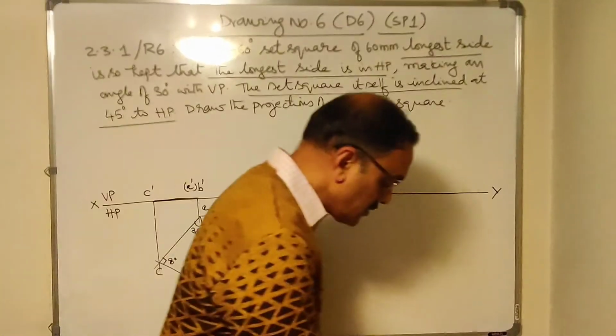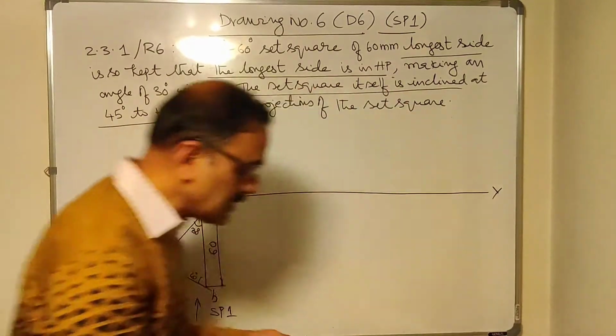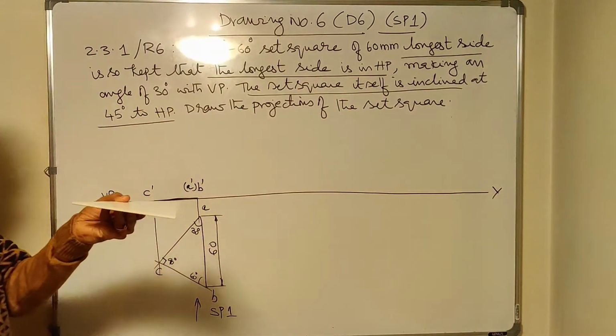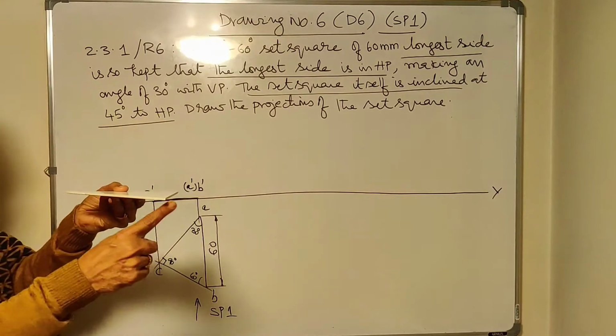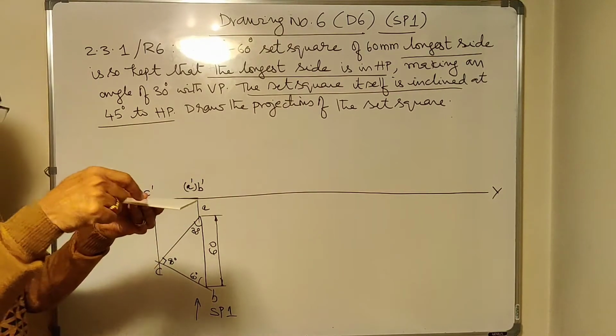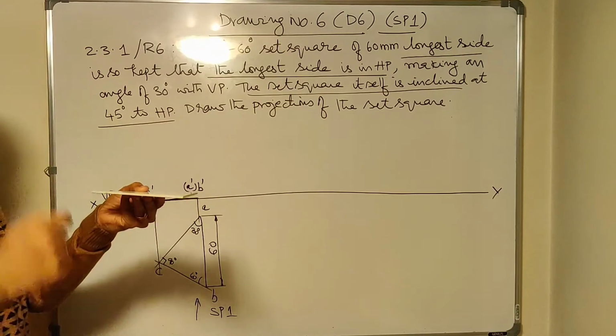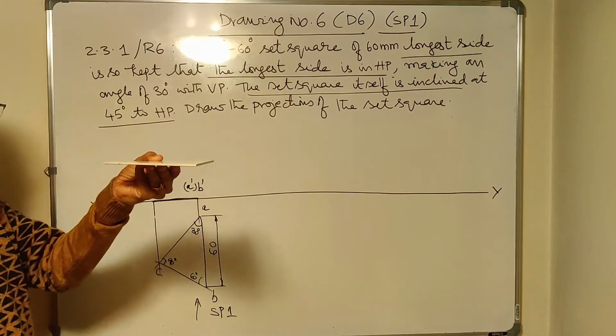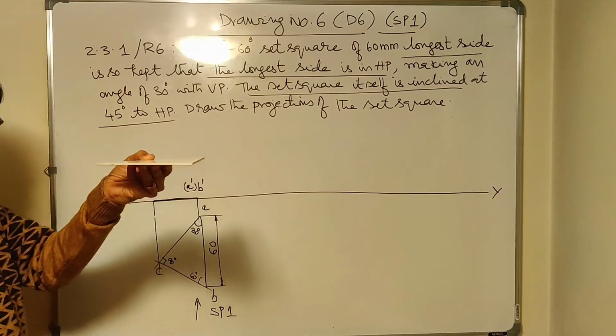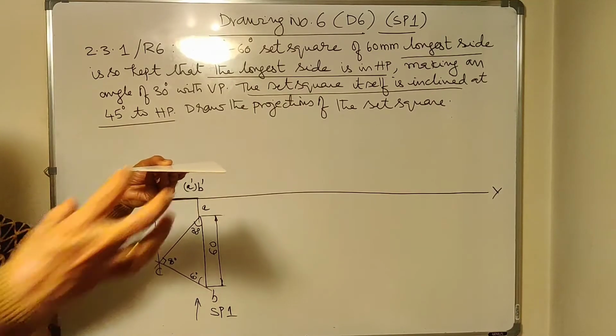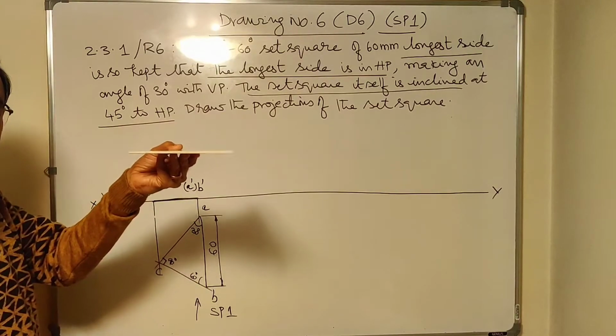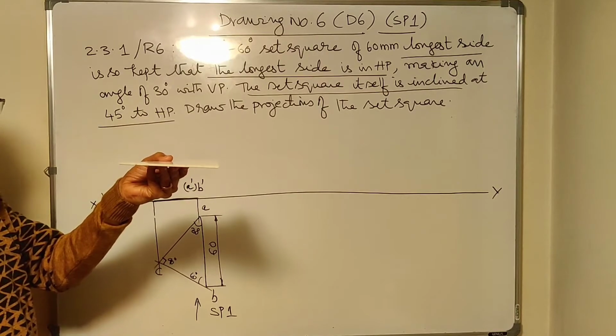If I show it to you in space, it's like this. This is your hypotenuse. One of the angles is 30, the other angle is 60. This is how you have placed it in space. So you are able to see the actual lamina in the top view, and in the front view it appears to be a line. This is what I have drawn.